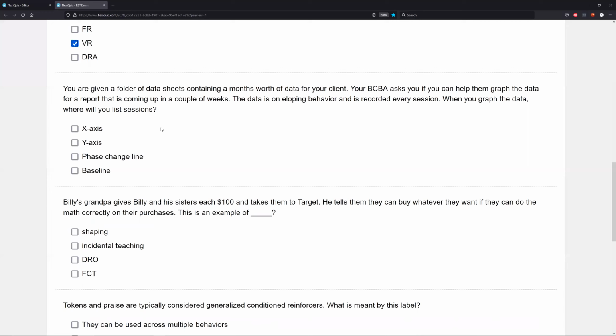What is this question asking? It's kind of a convoluted, overwhelming question. Start with what the question is asking. The question is asking, when you graph the data, where are you going to list your sessions? Okay. So what do they mean by that? Well, sessions are passage of time, right? Sessions, days, minutes, any sort of passing of time goes on a certain part of the graph. Our behaviors go on a different part of the graph, right? And that's going to form our line graph, okay?